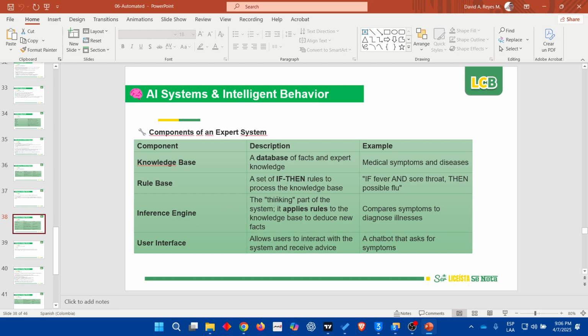Engine, the thinking part of the system, applies rules to the knowledge base to deduce new facts. So that means that according to some facts, de acuerdo con los hechos, o las cosas que van pasando, puede deducir nuevos hechos. And user interface allows the user to interact with the system and receive advice.